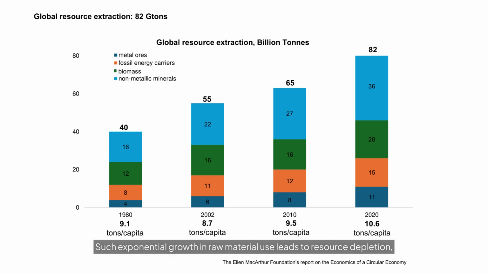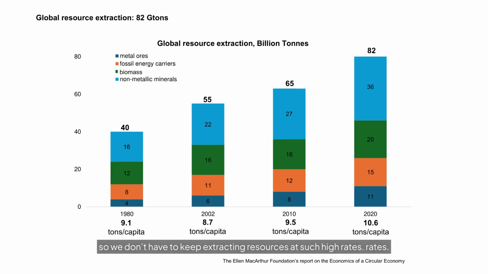Such exponential growth in raw material use leads to resource depletion, ecosystem destruction, and high environmental emissions. The circular economy framework emerges as a solution to bend the curve of material use by designing processes that keep resources circulating so we don't have to keep extracting resources at such high rates.